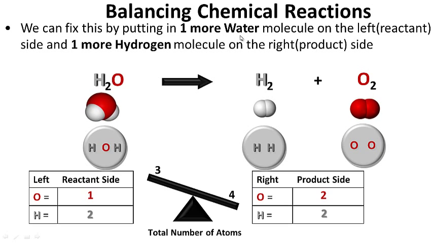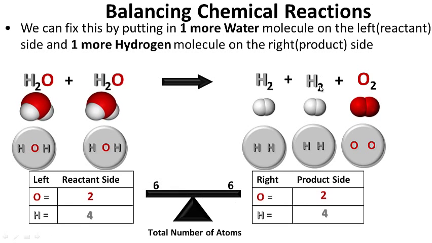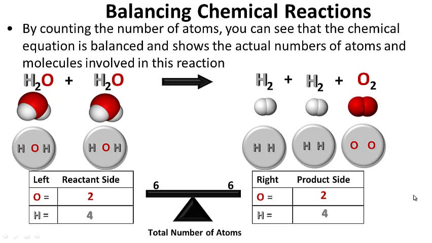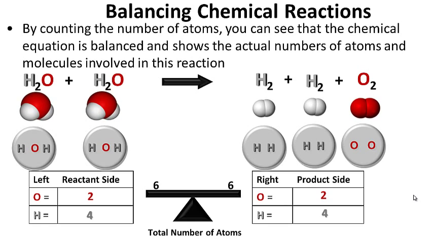We can fix this by putting in 1 more water molecule on the left side, the reactant side, and 1 more hydrogen molecule on the right or product side. Well, let's do that. Throw in 1 more hydrogen molecule and 1 more water molecule. Now we're looking better. So the table now has equal numbers of atoms on both sides of the equation. Notice 2 oxygen, 4 hydrogen, and 4 hydrogen. So we're good. By counting the numbers of atoms like I just did, you can see that the chemical equation is balanced and shows the actual numbers of atoms and molecules involved in this reaction.